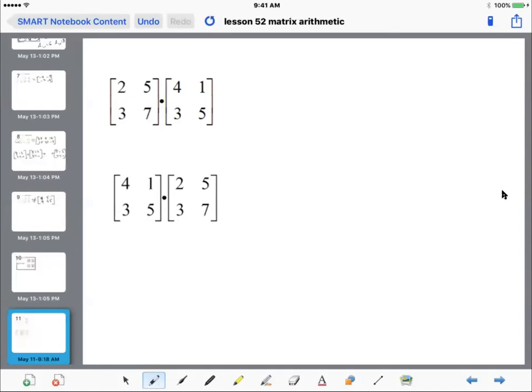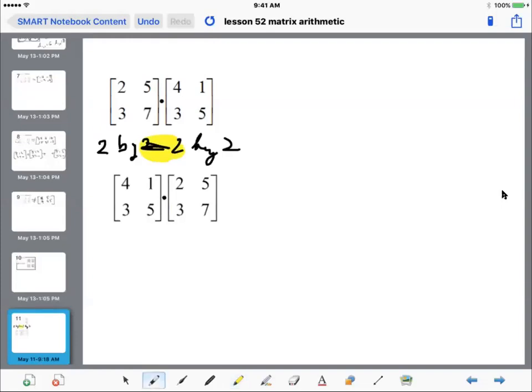First of all, can we even multiply these? Well, what we do is we write down the dimensions. And this first one is a 2x2, and the second one is also 2x2. If those two numbers match, which they do, then yes, they can be multiplied together. But if those two things don't match, then they can't be multiplied together.